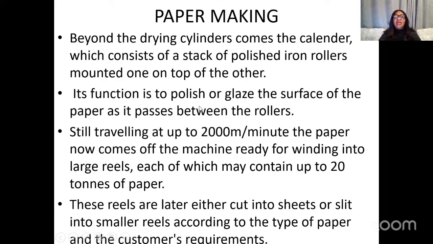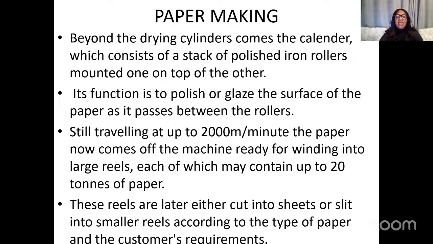So beyond the drying cylinders, after that comes what is called the calender. Calender consists of a stack of polished iron rollers that is mounted one on top of the other. What it does is that it functions to polish or glaze the surface of the paper as it passes between the rollers.